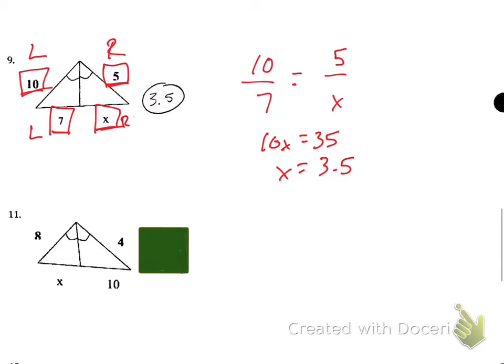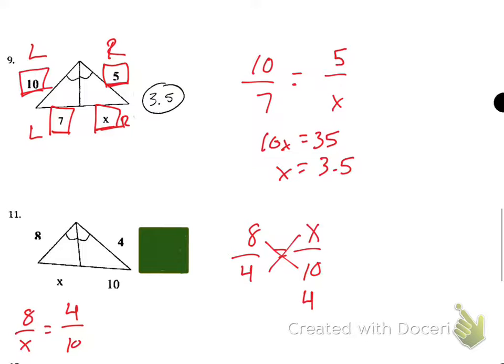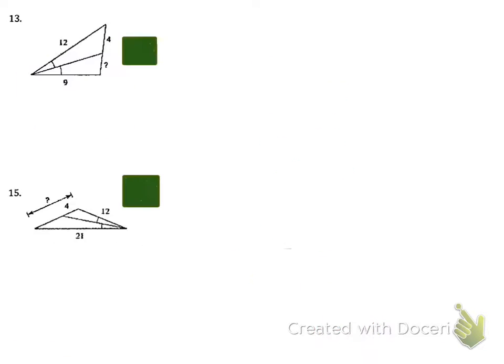All right, I'll set 11 as 8/4 is equal to x/10. I could have done it as 8/x is equal to 4/10. It's going to give me the same results. So I'll cross multiply here, and I get 4x is equal to 80. Then I'll divide, and I'll get x is equal to 20. And that's it for that one.